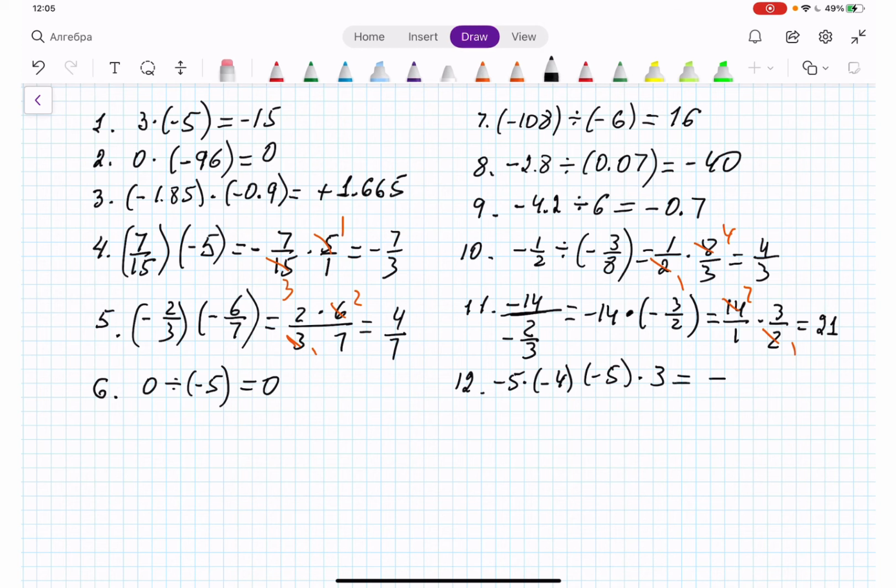Now let's multiply. 5 times 4 is 20. 20 times 5 is 100. 100 times 3 is 300. Number 13.